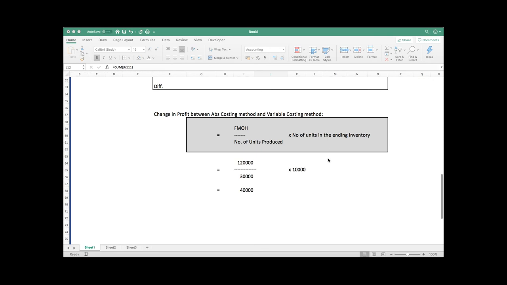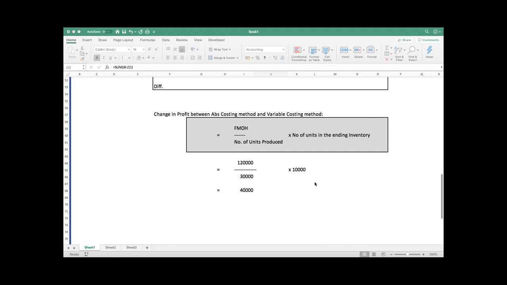And just to have a recap of this topic, absorption costing method, we call it the full costing method. And this is the only method allowed for external reporting, whereas for internal purposes we use a method like the variable costing method. And we classify the overheads by function: cost of goods sold, selling expenses, admin expenses.